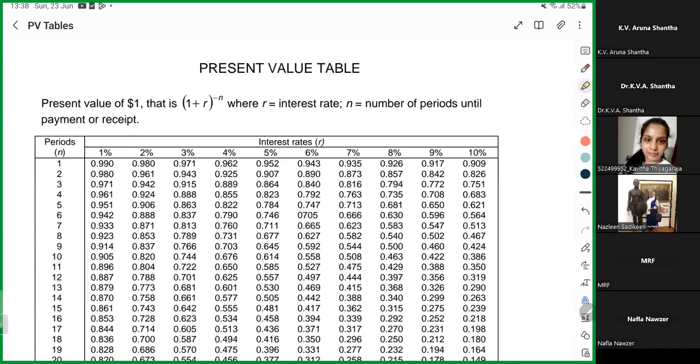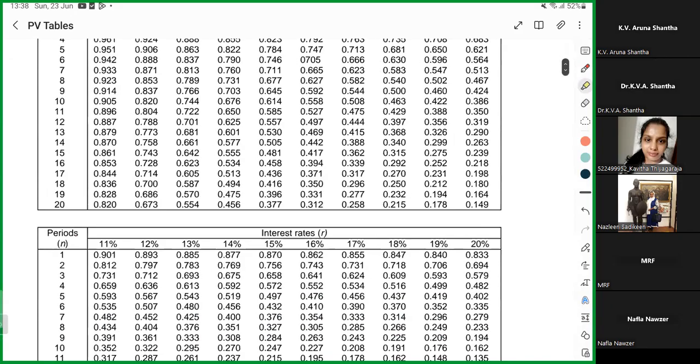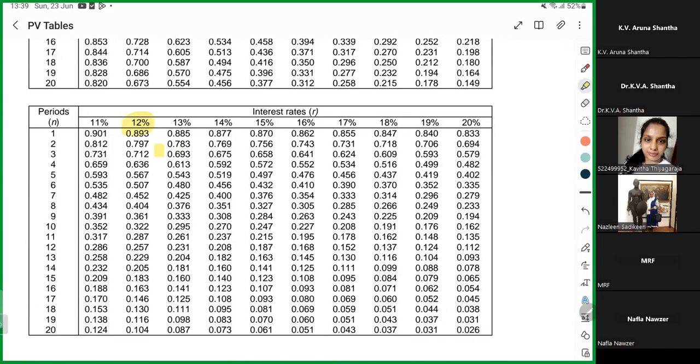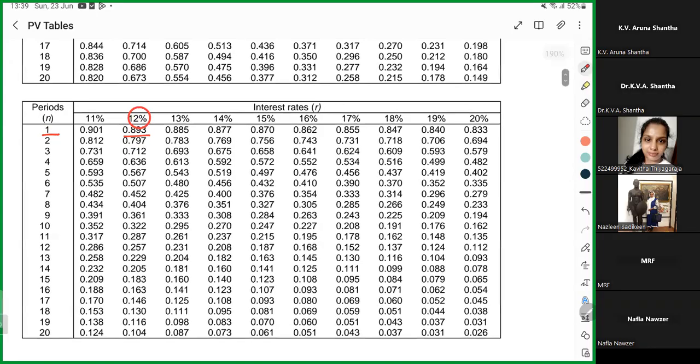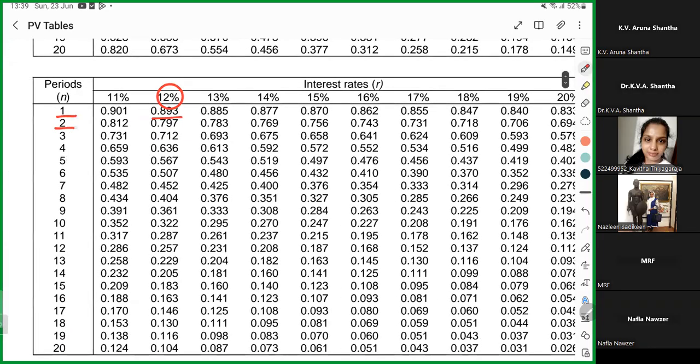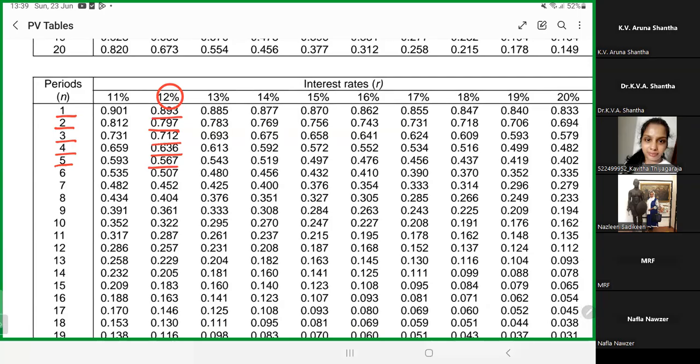Now your required rate of return is 12%, so you go to the 12% column. In the first year, how much is the discount factor? 0.893. Second year, 0.797. Third year, 0.712. Fourth year, 0.636. Fifth year, 0.567. Now take the discount factors into your calculation: 0.893, 0.797, 0.712, 0.636, 0.567.